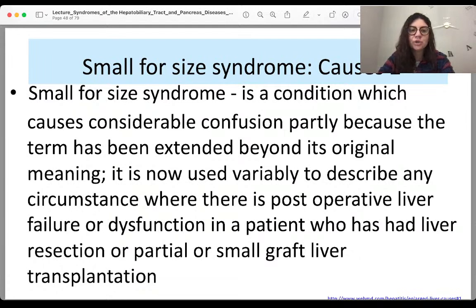It is a condition which causes considerable confusion, partly because now it is used, before it was used just in transplantation. Now it is described any circumstance where the postoperative liver failure of dysfunction in patient who has had liver resection or partial of small graft liver transplantation.